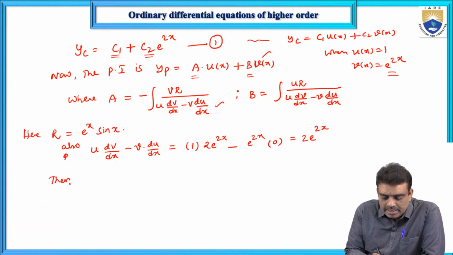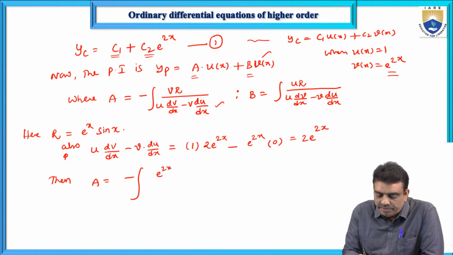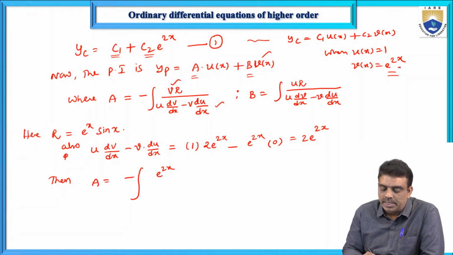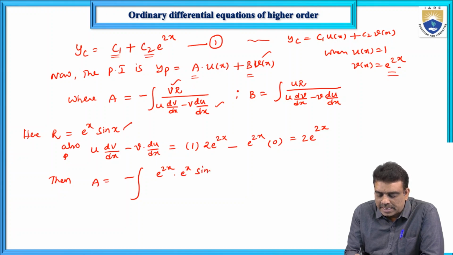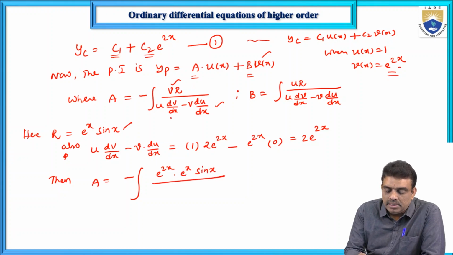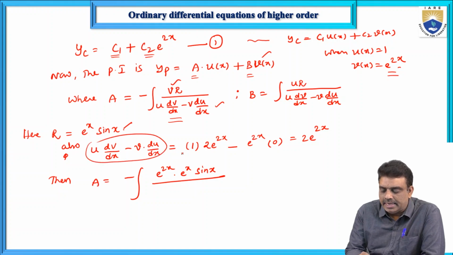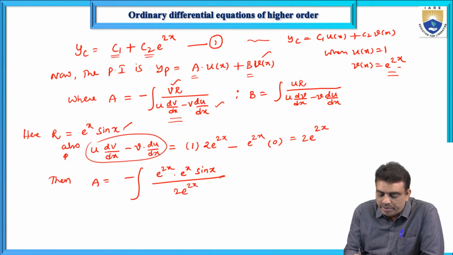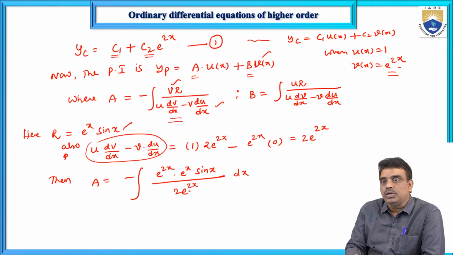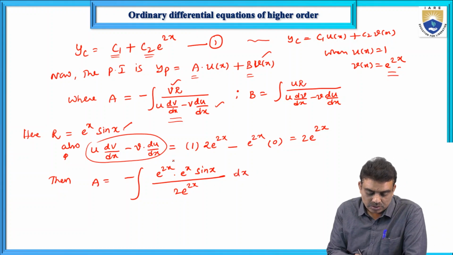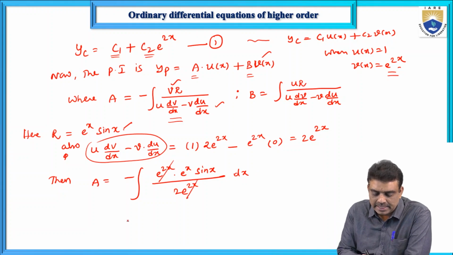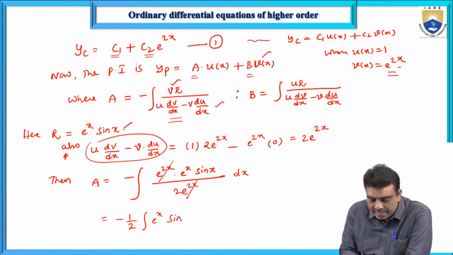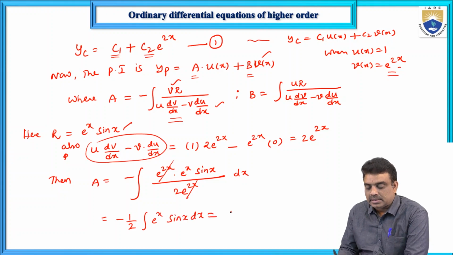Then A is equal to minus integral v of x, that is e power 2x, and r means the right side function e power x into sin x, by the denominator value, already calculated as 2 into e power 2x, of dx. So e power 2x cancels. The value is minus 1 by 2 integral of e power x into sin x dx.